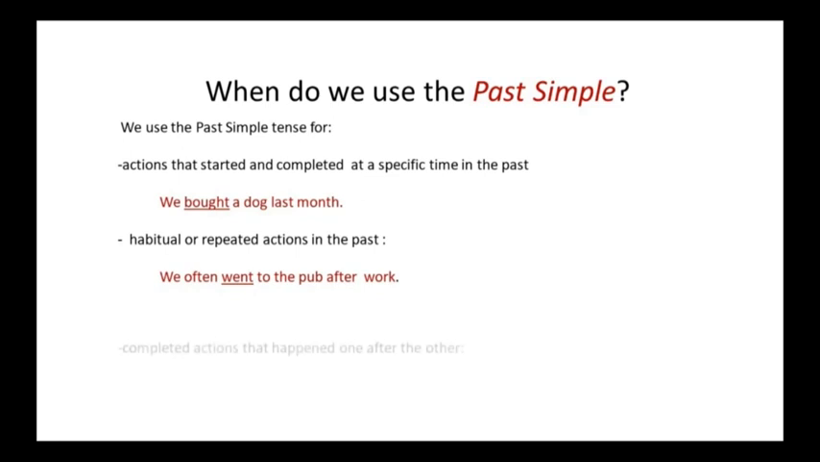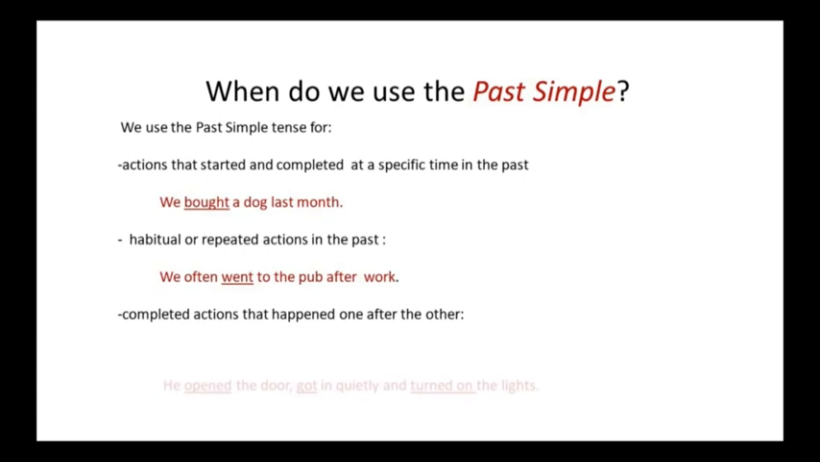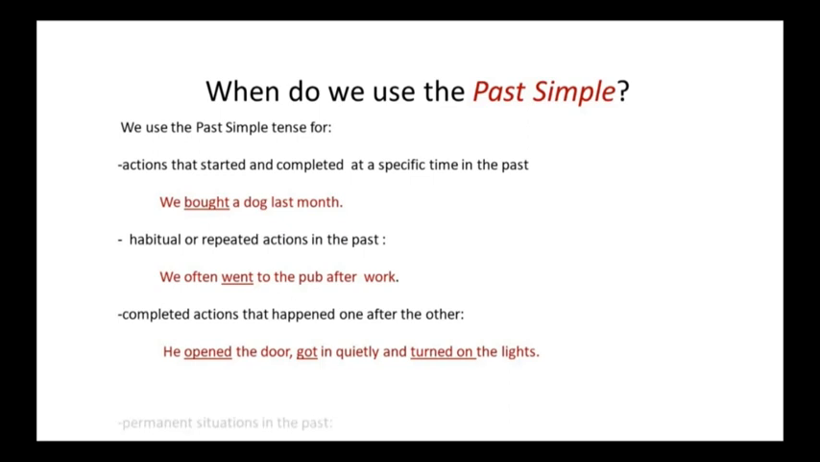For completed actions that happened one after the other in the story to tell us what happened next, znači za radnje koje su se desile jedna za drugom, recimo u pričama. For example, he opened the door, got in quietly and turned on the lights. And for permanent situations in the past, i za trajne situacije u prošlosti. For example, they lived in London for 20 years.